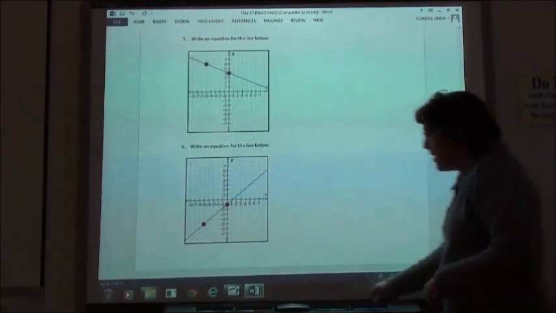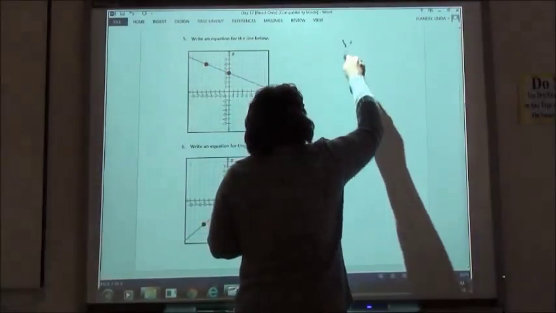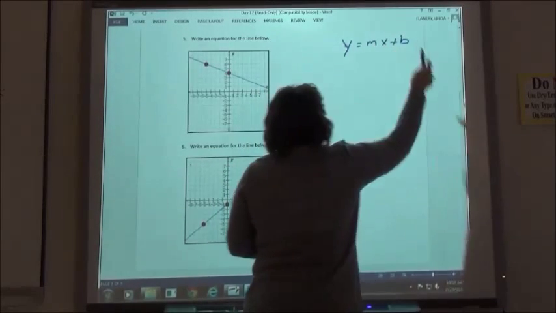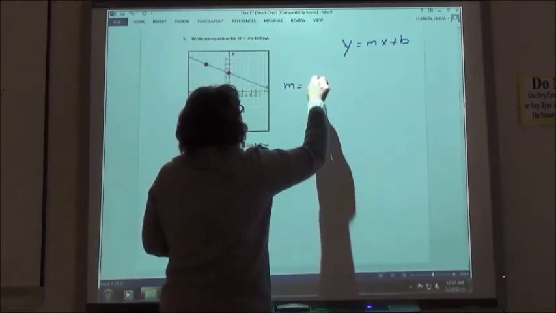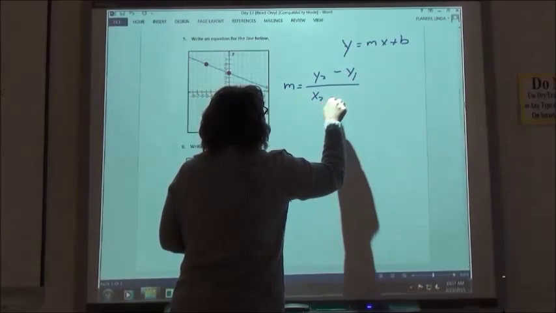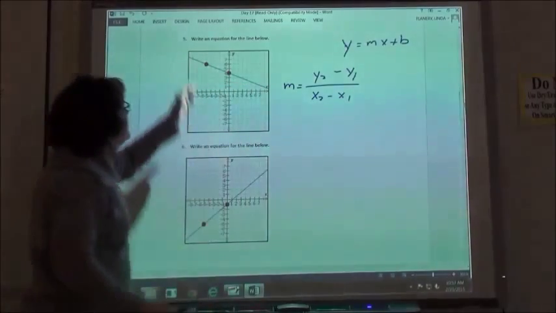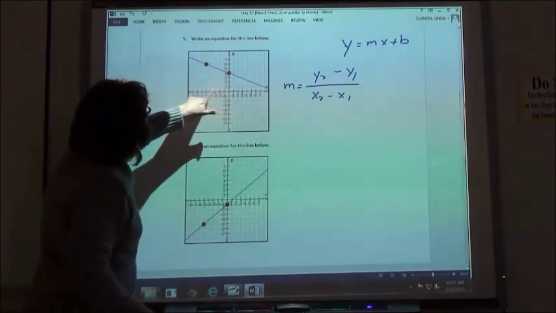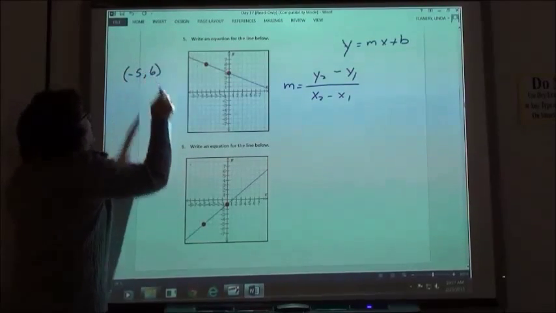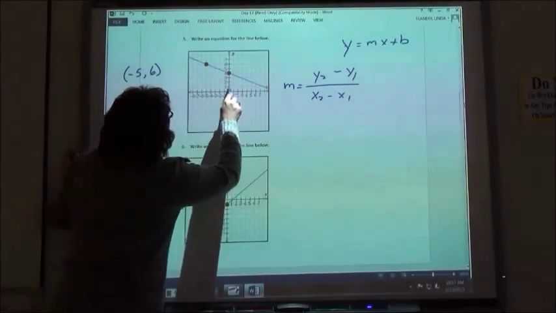Number 5 then, writing the equation of the line, y equals mx plus b, starting by finding my slope, y2 minus y1 over x2 minus x1. So I would start on the left. My first point is at negative 5, 6. And my second point is at 0, 4.